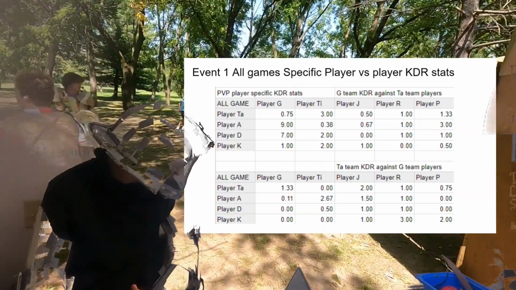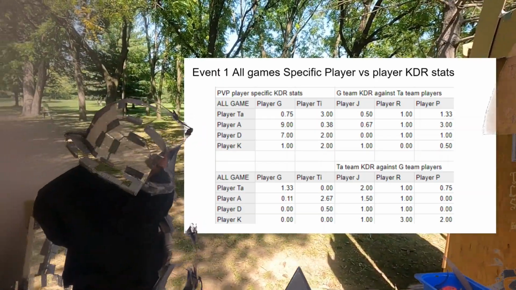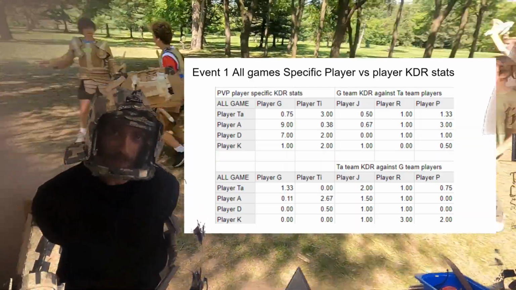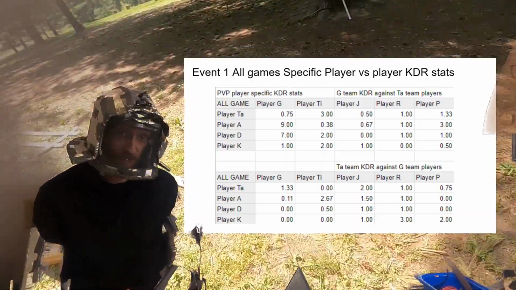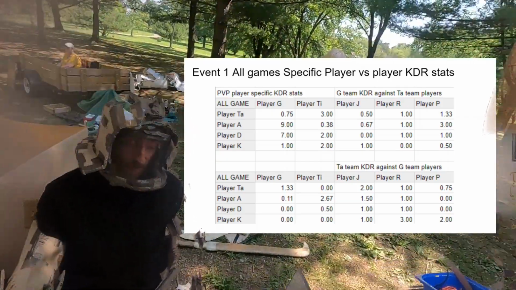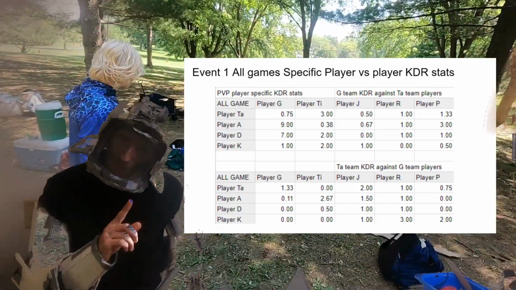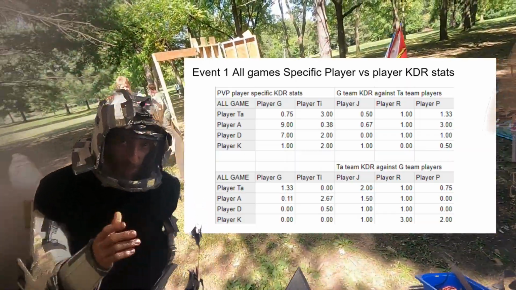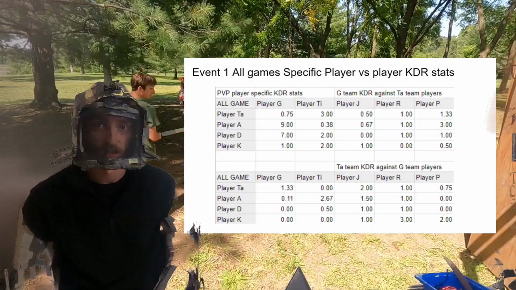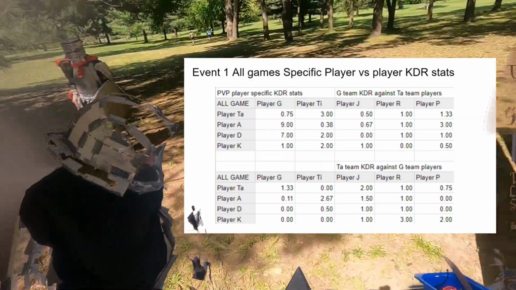was very low. However, against player A, my KDR is 9, which is incredibly high. So if I were to ever go fight them, I would have a very high chance of defeating them. Then against player D, it was 7, so once again a high chance, and player K, only 1. So it'd be more fair if we were to go and fight. There's not necessarily a defined understanding of who would win all those fights.